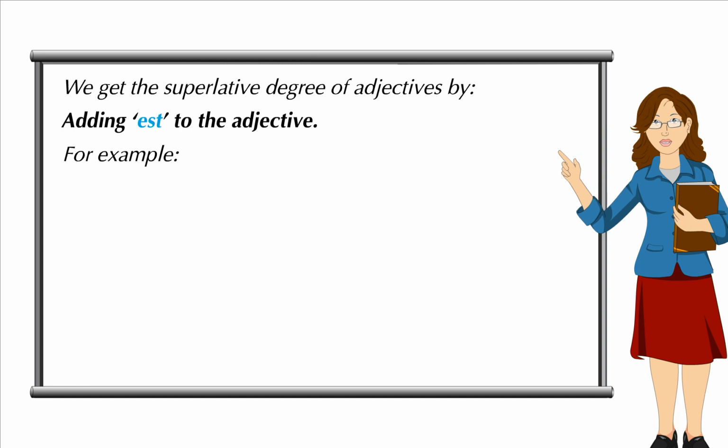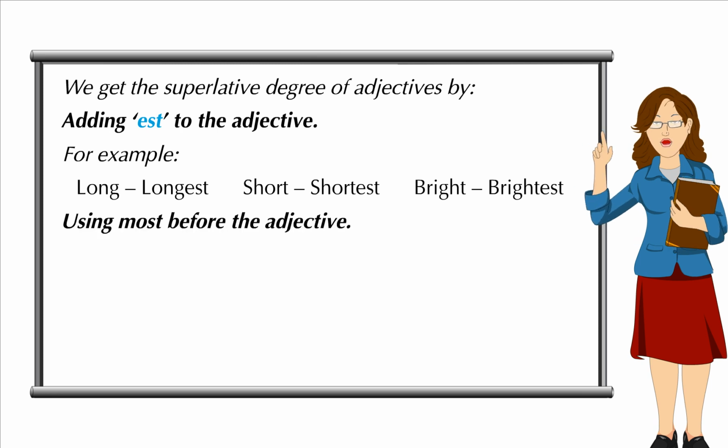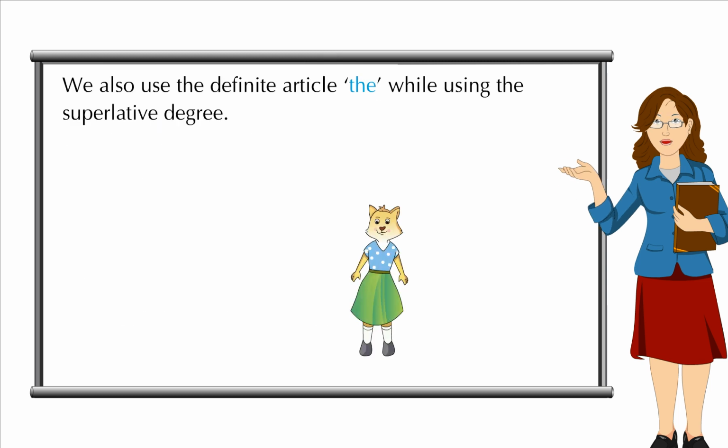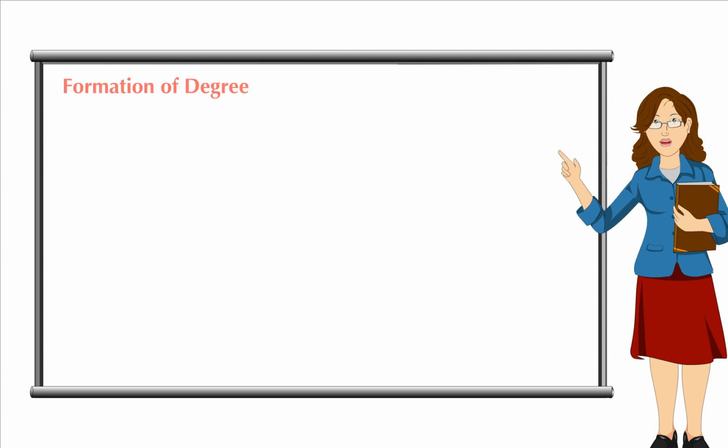For example, long, longest, short, shortest, bright, brightest. Or by using most before the adjective. For example, beautiful, most beautiful, handsome, most handsome. We also use the definite article, the, while using the superlative degree. For example, Uncle Peng is the tallest among the three.